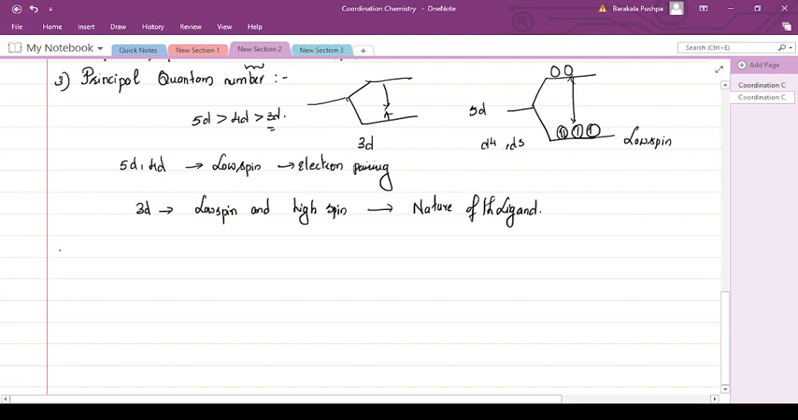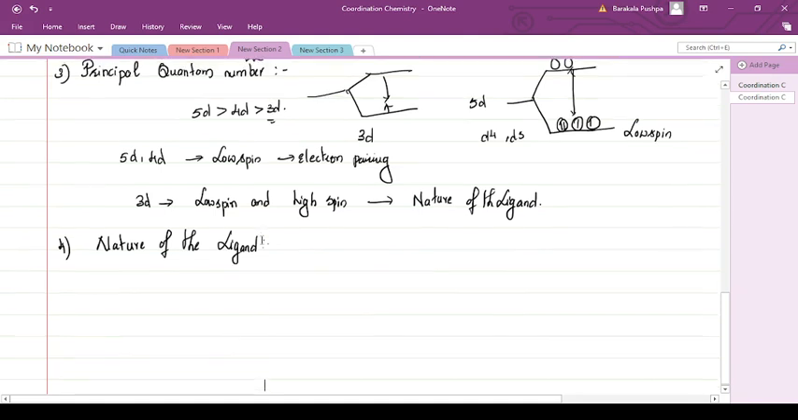Since the nature of the ligand is what helps the magnitude of splitting, the next factor will be the nature of the ligand. The nature of the ligand also affects the magnitude of splitting of the d orbitals.